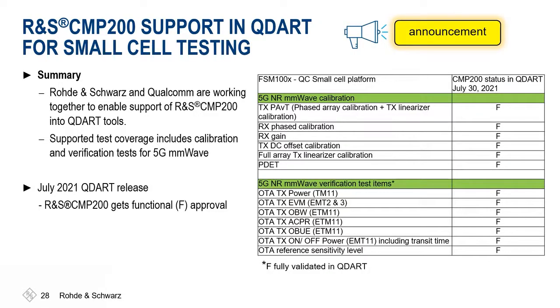In addition, I can proudly announce that our cooperation with Qualcomm was fruitful. The CMP200 is fully validated within QDOT for calibration and verification of their small cell chipset since the July 2021 QDOT release. On the right-hand side of the slide, you can see all the different test cases. The CMP200 is fully validated. Mahesh, I think we have shown a lot of different solutions. Could you please summarize it for us?